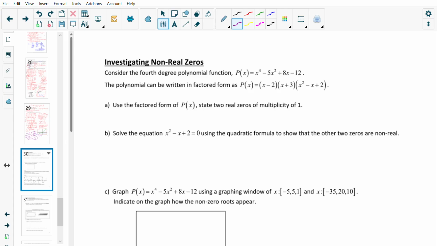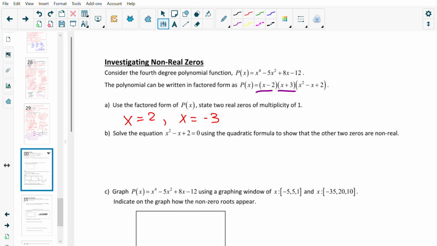Investigating non-real zeros. Okay, consider the fourth degree polynomial p of x equals x to the fourth minus 5x squared plus 8x minus 12. The polynomial can be written in factored form as p of x equals x minus 2 times x plus 3 times x squared minus x plus 2. So we've done the heavy lifting and factored it for you. Use the factored form of p of x to state two real zeros of multiplicity 1. Well, here are our two real zeros. x equals 2, x equals -3.